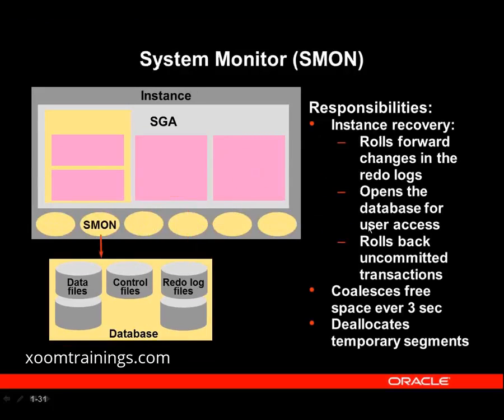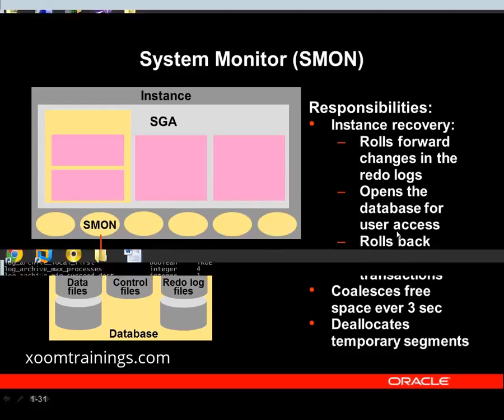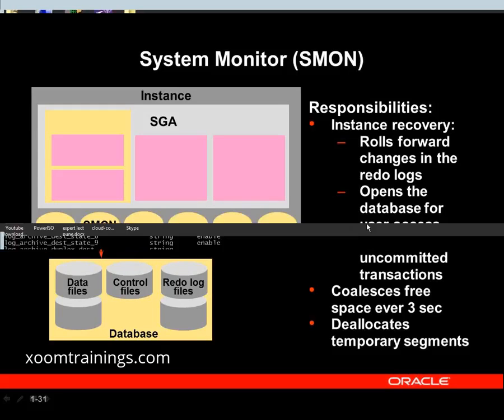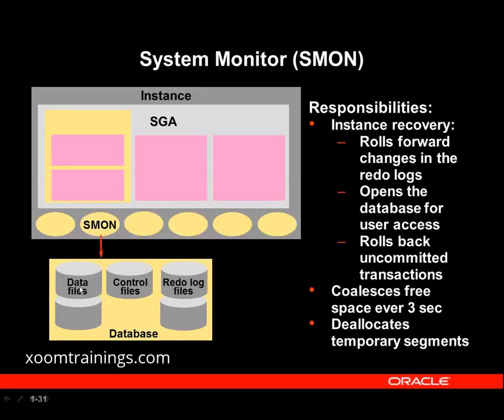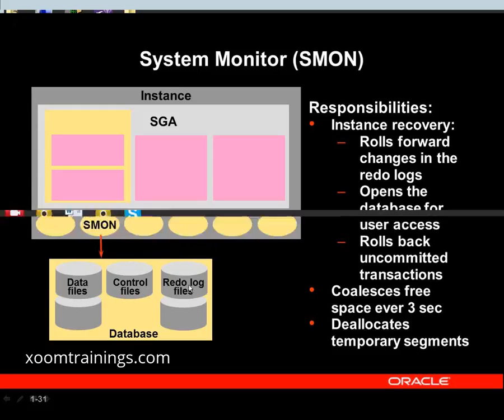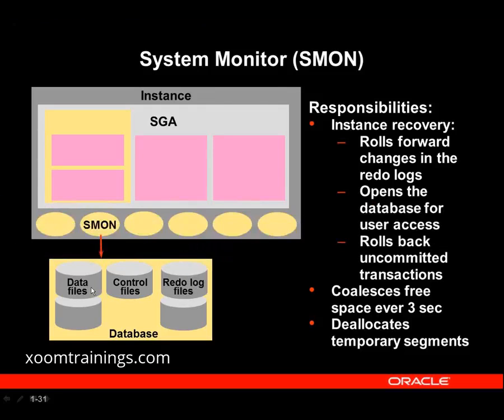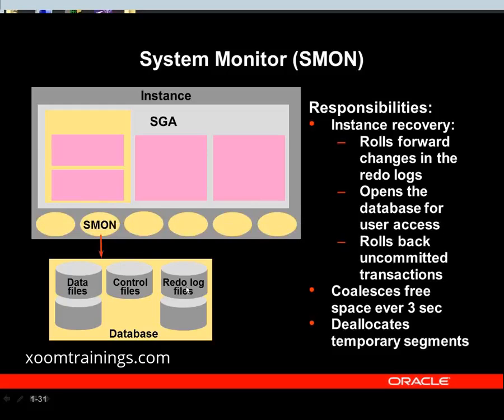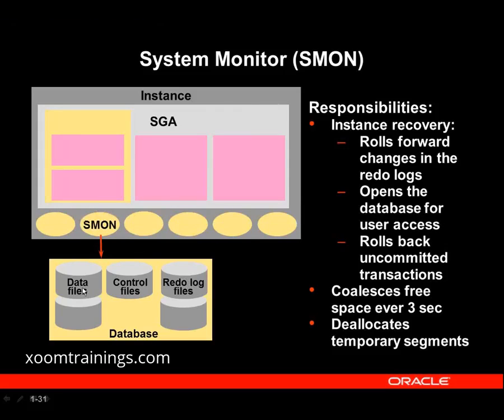The next time we restart the database, the job of SMON comes in. It will check the log file for the committed transactions and roll forward the changes from the redo log file to the data file. So it will check the committed transactions and reflect them into the data file. As we know, we previously withdrew 2,000 rupees and the actual balance is 5,000.